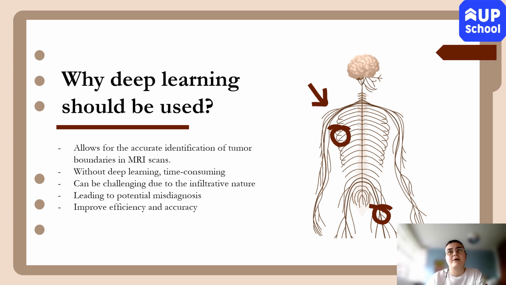Now, the problem: why deep learning should be used. Deep learning allows for the accurate identification of tumor boundaries in MRI scans. Without the use of deep learning, segmentation of low-grade gliomas can be difficult and time-consuming. Also, segmentation of low-grade glioma can be challenging due to the similarity in appearance to surrounding brain tissue. Traditional methods may not be as accurate as deep learning, leading to potential misdiagnosis and improper treatment.